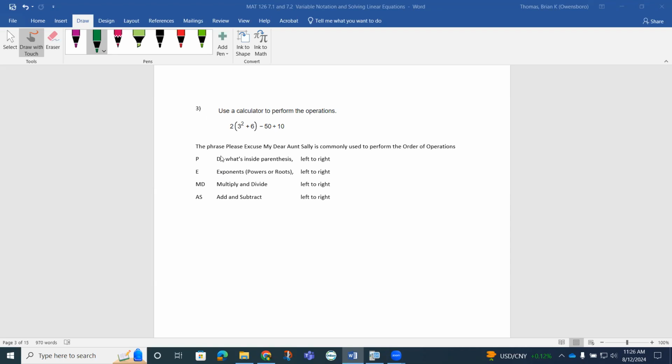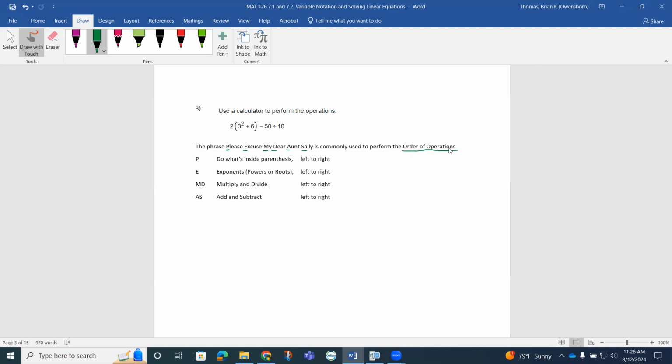So there's this phrase when there's multiple operations involved: Please excuse my dear Aunt Sally. PEMDAS. Please excuse my dear Aunt Sally. This little acronym is used to help you remember how to perform the order of operations.